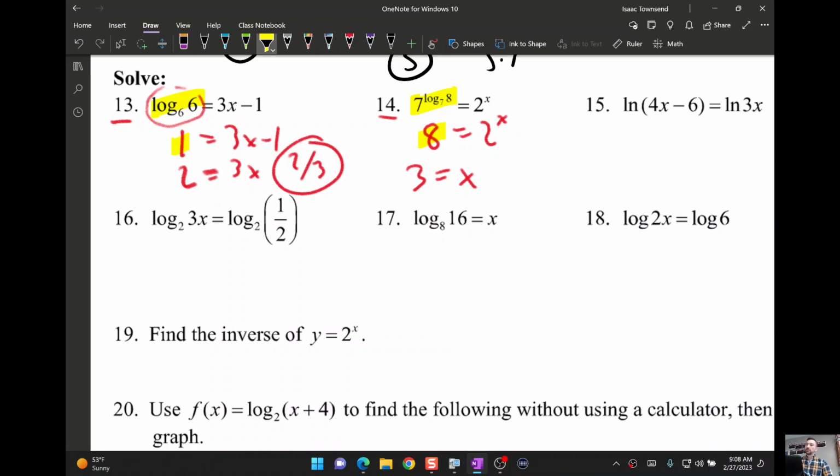A second type, which doesn't show up here, is switching forms. Sometimes you need to switch from exponential form to logarithmic form, or logarithmic form to exponential form. That was the first thing we looked at in your 3.2 notes part 2.